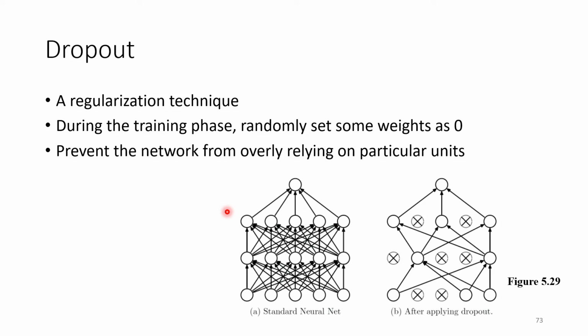The meaning of this approach is that it can prevent the network from being overly reliant on certain particular units, because you randomly drop some perceptrons out, so it cannot use them, and it can only use the remaining nodes to learn the weights.